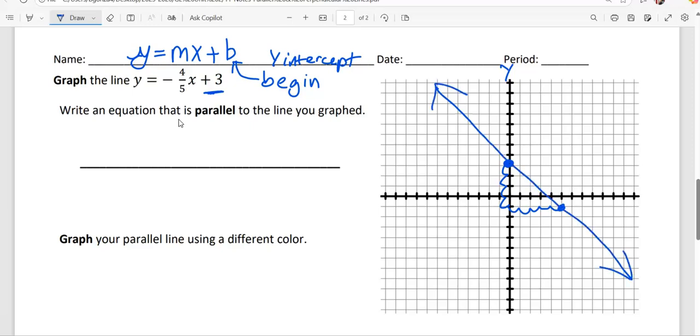Pretty good for freehand. Okay, so B, where you begin. M is your rise over run. Ja'Cory, stay with me.